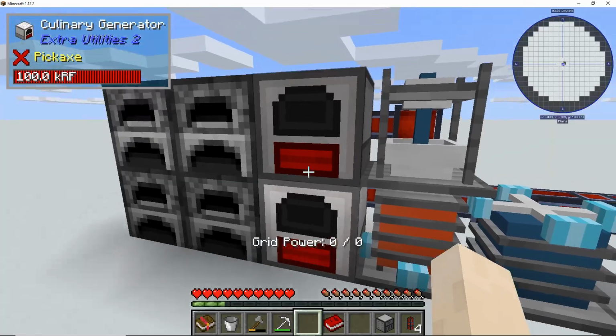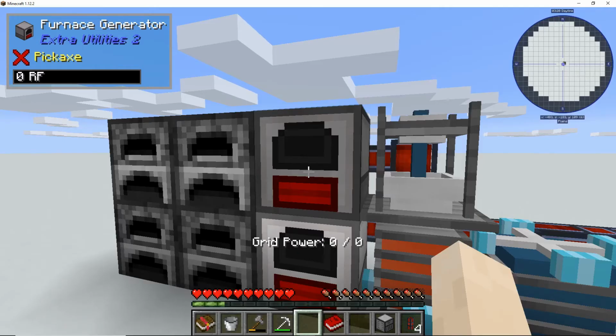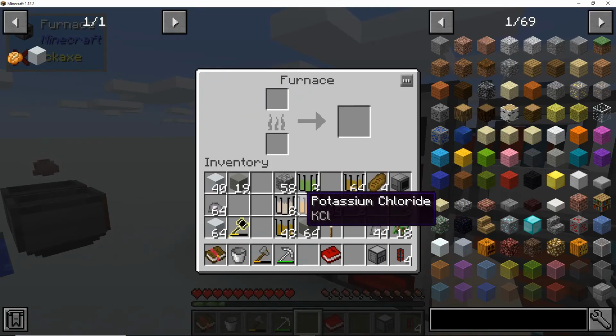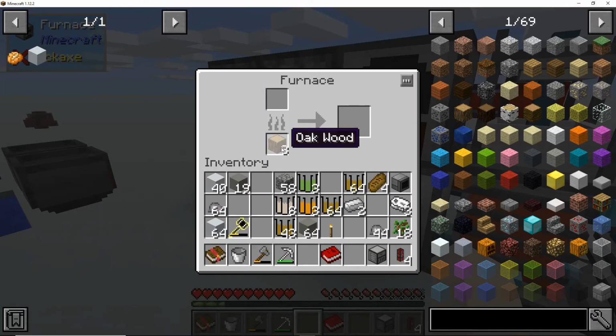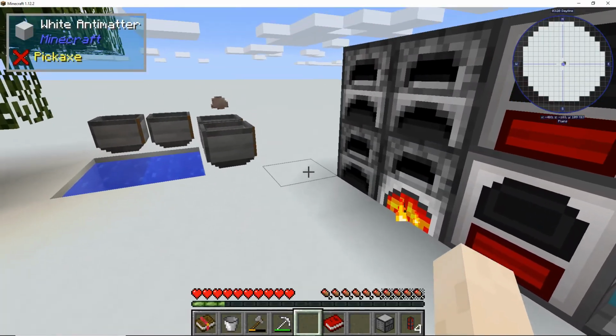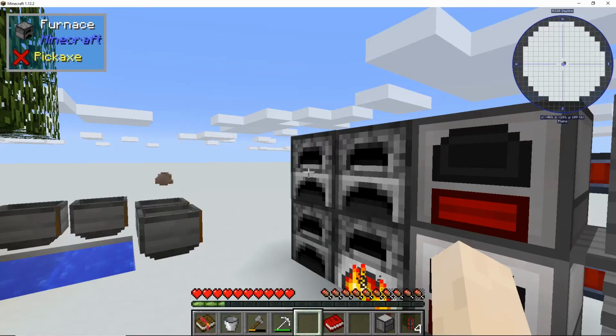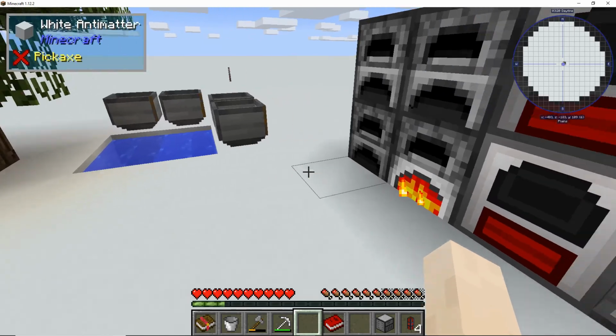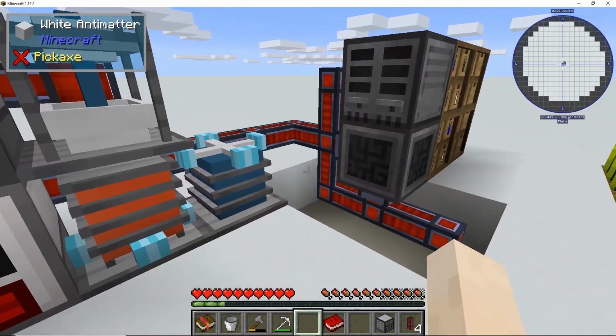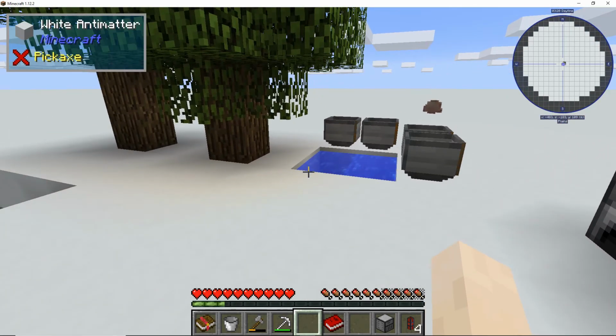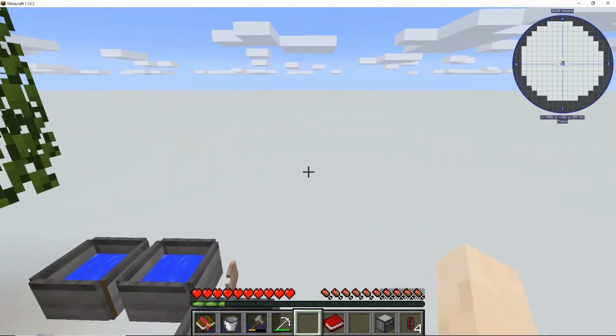This is food generator. This one is furnace. I was able to get a furnace generator, and I also did, oops, use some of the wood to create a charcoal earlier. Okay, so this is where we are at right now.